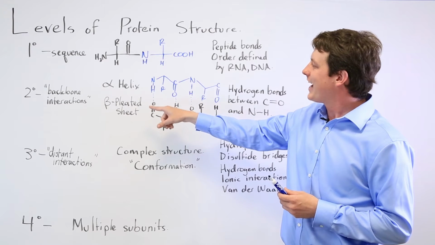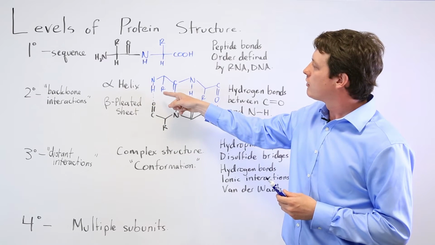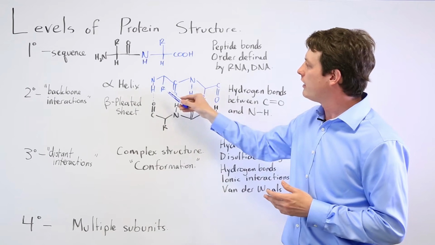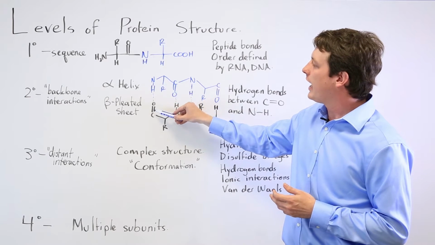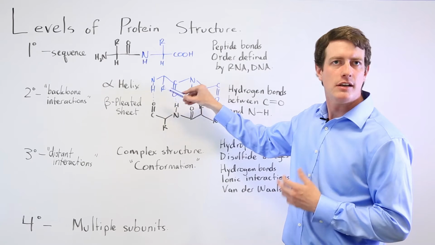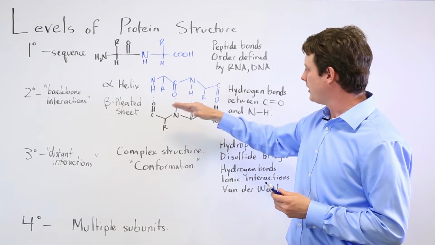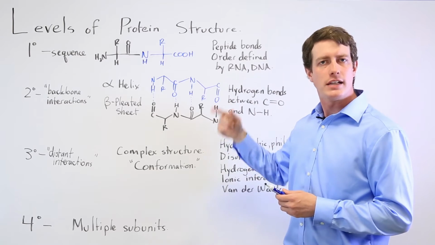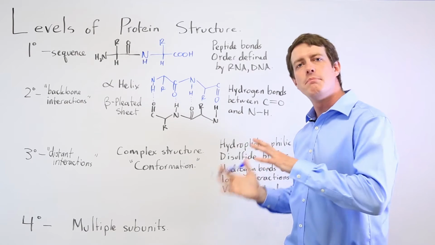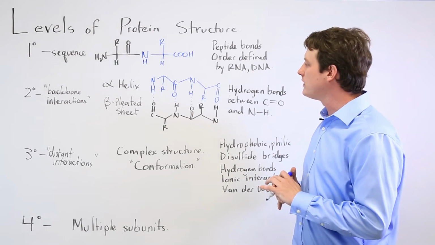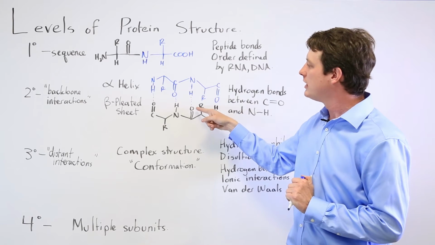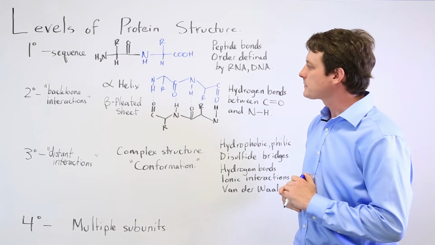Both the alpha helix and the beta pleated sheet are created by hydrogen bonding between the hydrogen here as part of your amino group and the carbonyl oxygen on the other side of the amino acid chain. It can either be an alpha helix, which winds in a helical shape, or it can be a beta pleated sheet. But both of these are defined by the hydrogen bonding between that amino hydrogen and the carbonyl oxygen.